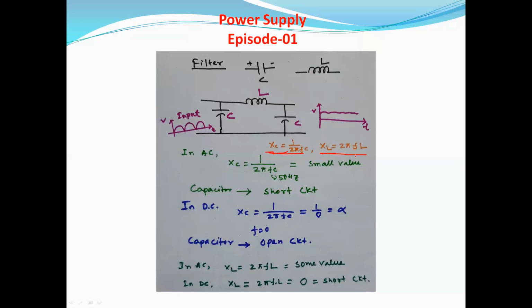Depending on the power supply output, hence it is clear that for DC, the capacitor will act as an open circuit and the inductor will act as a short circuit, because in DC, f is equal to 0.